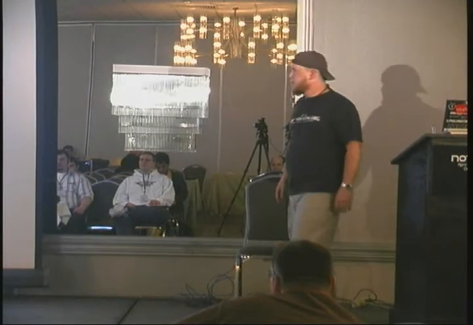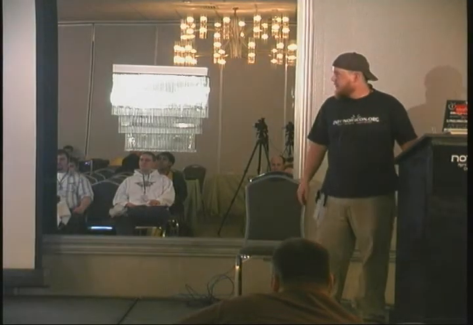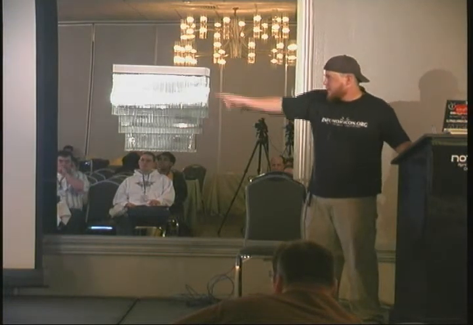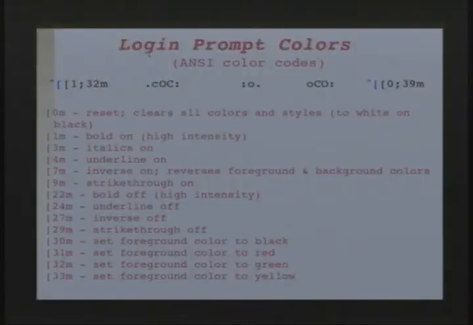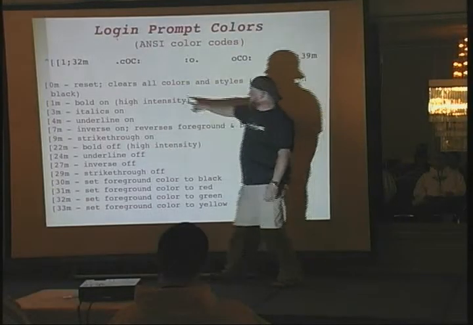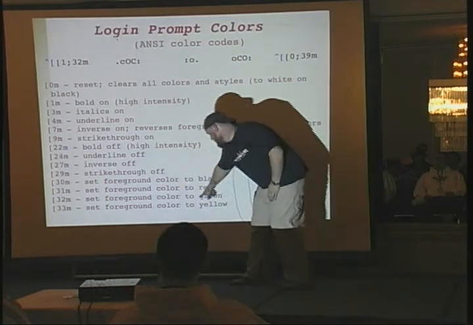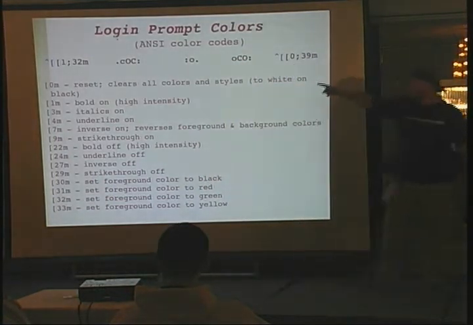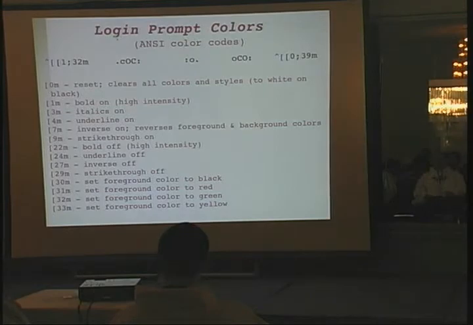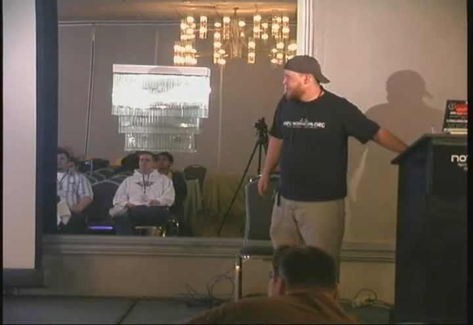To do colors, like if we scroll back and we look at that Clover, it's a bunch of C's and O's. So right here, it's telling it that it needs to have bold on with the 1, and for 32, it needs to come down here to set foreground color to green. So that's why that part is green. And those are called ANSI color codes. There's a good list of them.